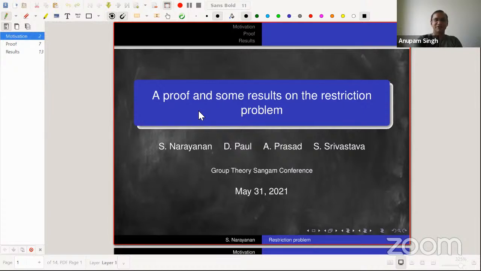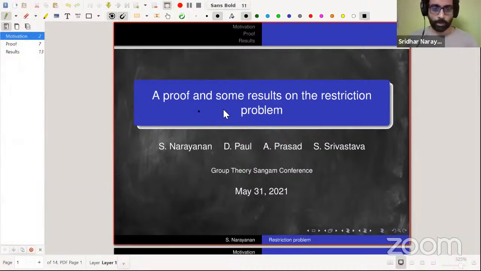So, welcome to the second day of this conference. Today, the first speaker is Sridhar Narayanan from Institute of Mathematical Sciences, Chennai, and he is going to talk on some results on the restriction problem. Sridhar.